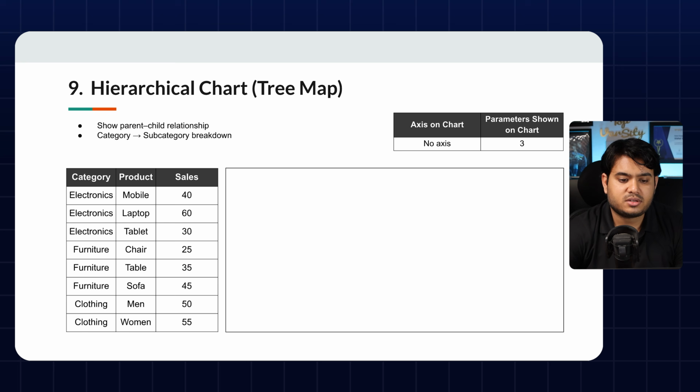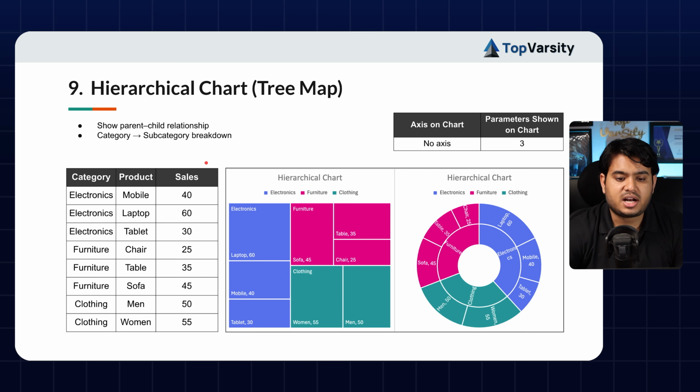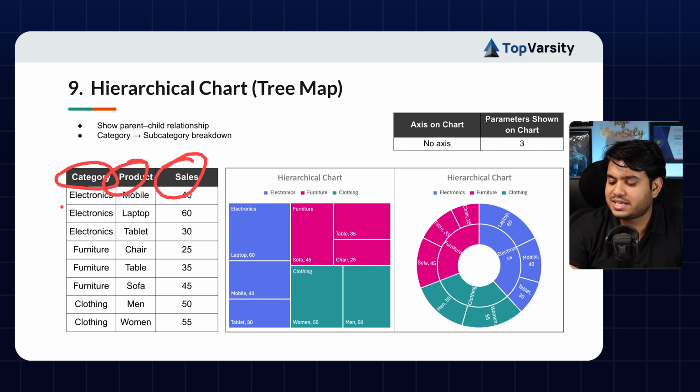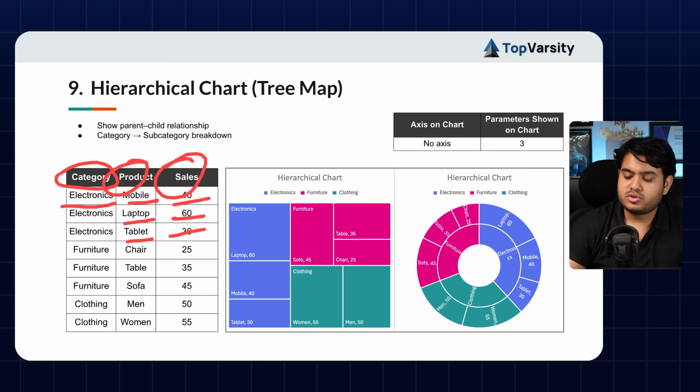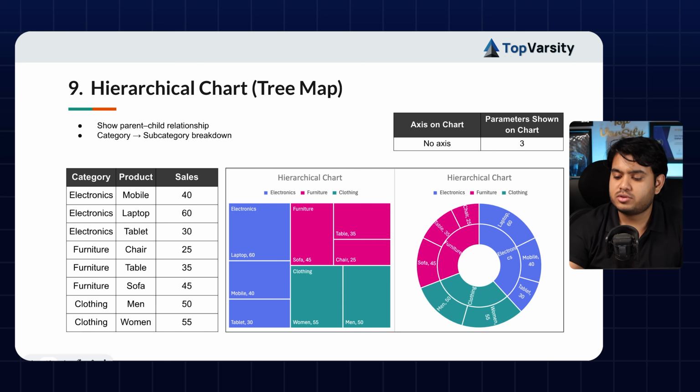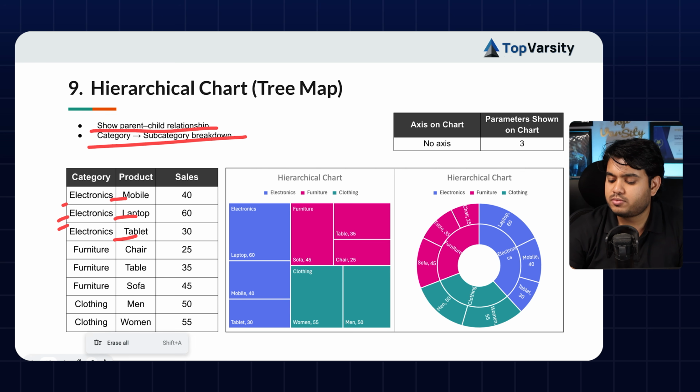Let's go to the next chart, which is our hierarchical chart. This is one kind of a relational or tree map. It will show you the parent child relationship. For example, we have category, products and sales. In electronics, there is mobile, laptop and tablet, and this is the sales that we have done. We want to show parent child relationship and category subcategory breakdown in one graph. So how will we show it? We'll use a hierarchical chart.